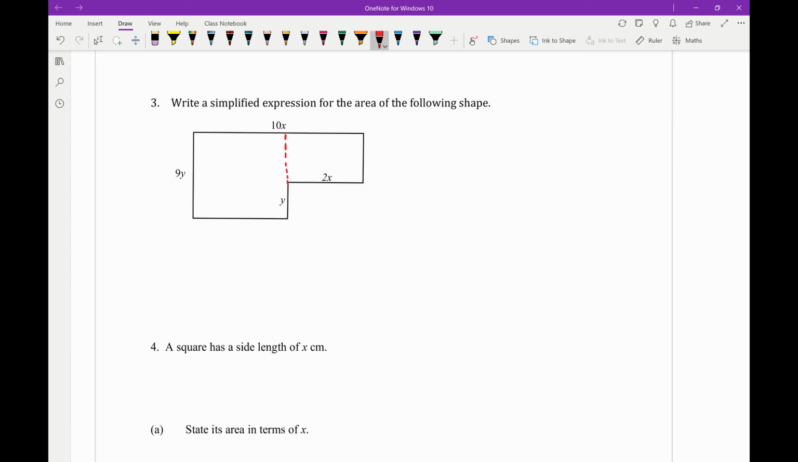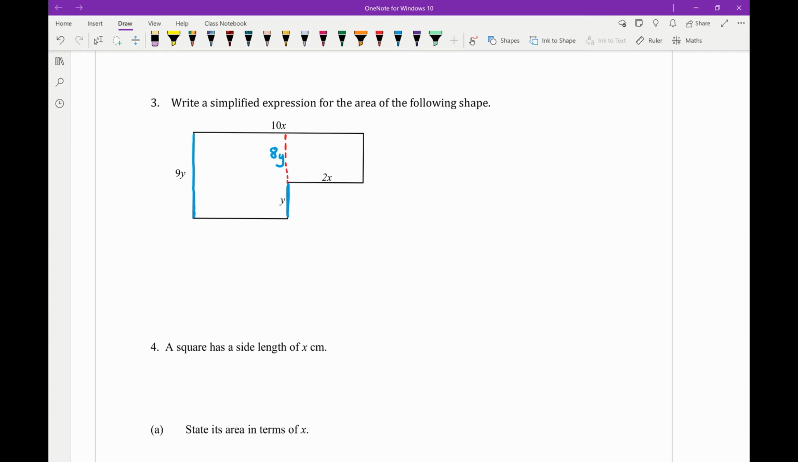Okay, now to do area, I'm going to need to know the sides of those rectangles. So, on this side, we have 9y, and this one here is just y by itself. This whole side here, all the way down there, would have to be equal to 9y. That means that this little bit up here that I don't know would be 8y, because 8 and 1 makes 9y, making it the same as the one on the other side.